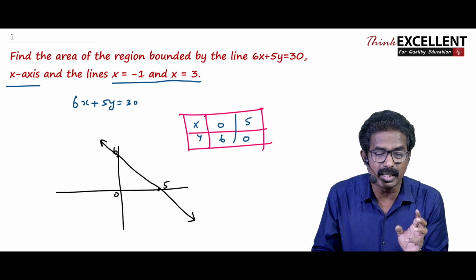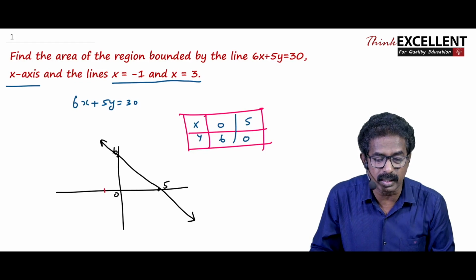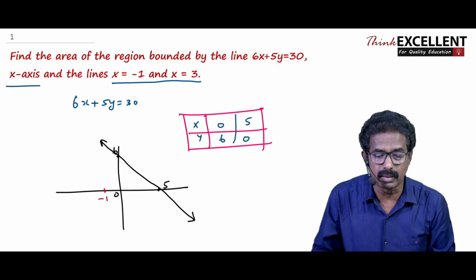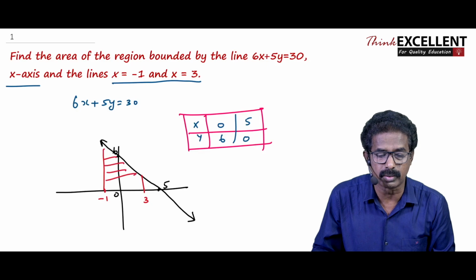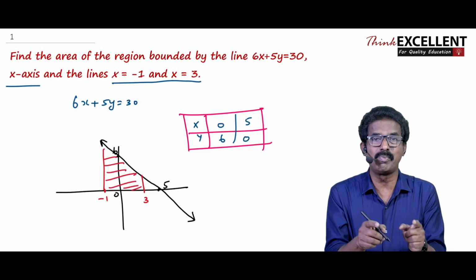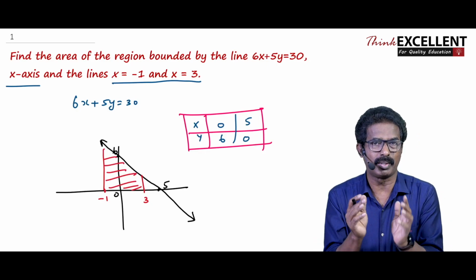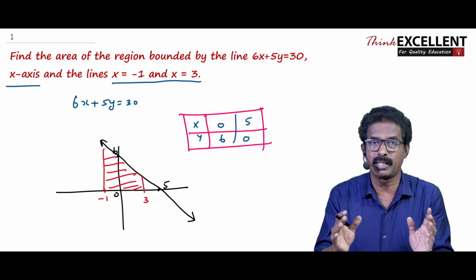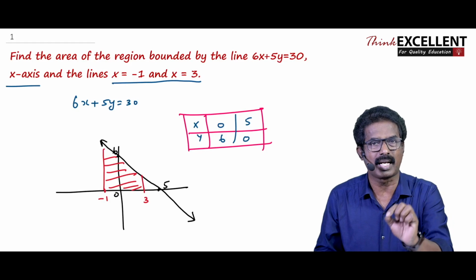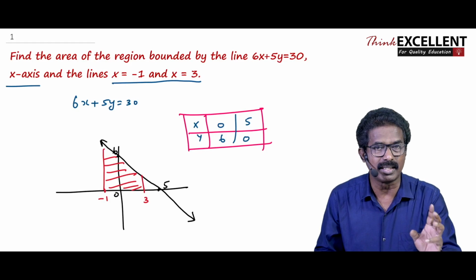Now listen, what limits are given? x equal to minus 1, here on the left side, and x equal to 3, which comes before 5. So this is the area they are asking to find. Hope you understood. This is more important: look at the equation, draw the diagram, and shade the portion they are asking about. Then it is very simple. Choose the right formula, substitute, integrate it, and you can do it very easily.